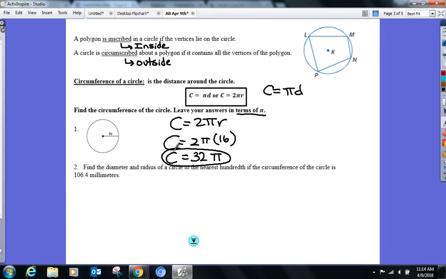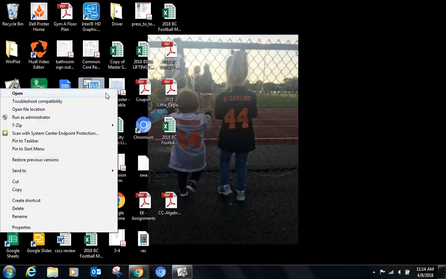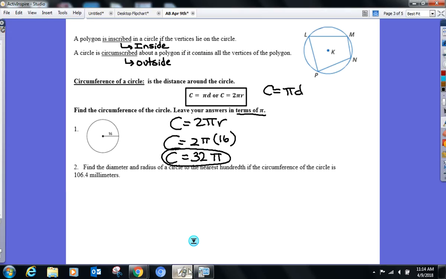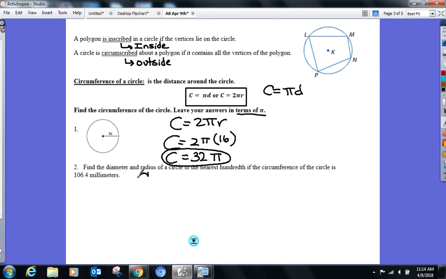Questions? Okay, before we do this next one, I just have to pull up my calculator. Find the diameter and radius now. I give you the circumference is 106.4 millimeters. What was the radius and diameter then? I'm actually going to do this using both formulas, pi d and 2 pi r. I just want to make a point if any of you try to use either one. You know the circumference, plug it in.